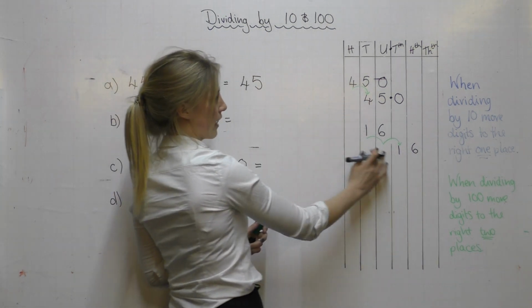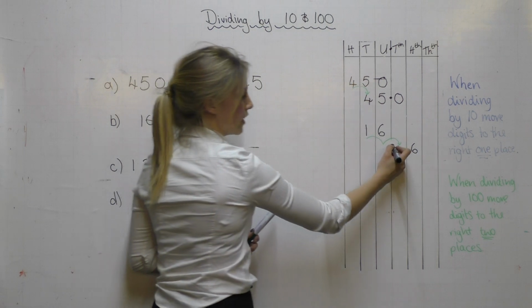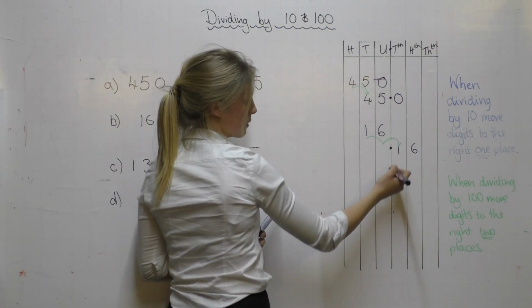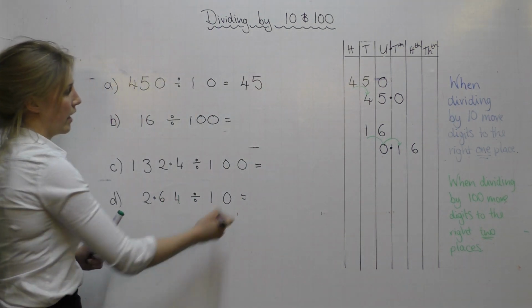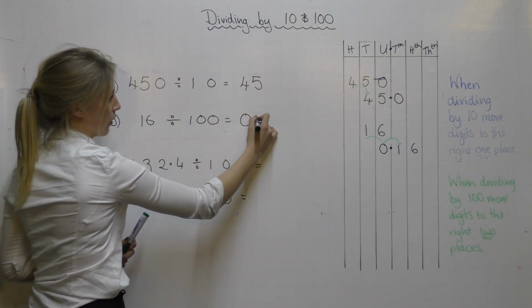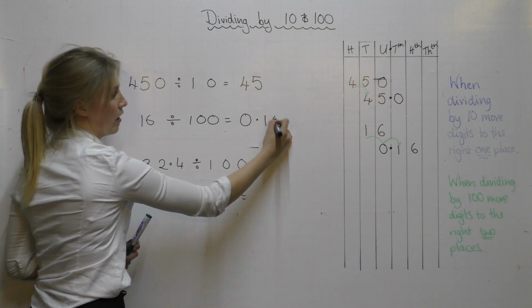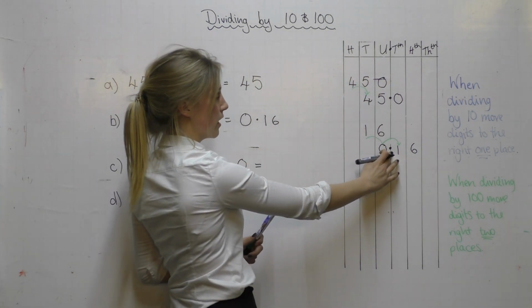Now that just looks like the number 16. However, it's because we've forgotten our decimal point and our 0. So our answer there is 0.16. Remembering that our decimal point never moves.